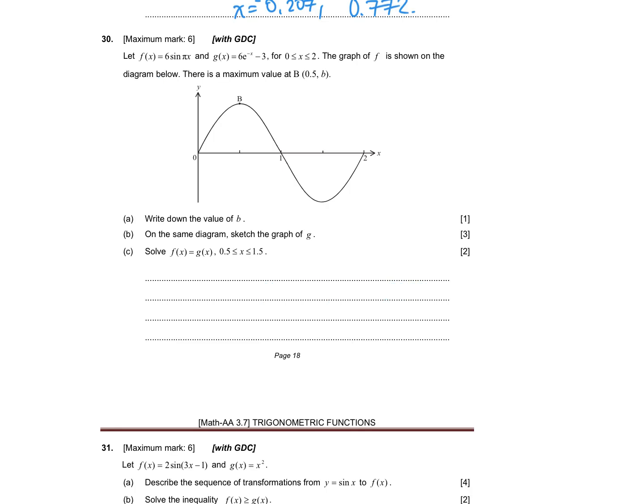30, we've got that and that. The graph is shown. There's a max at that. Write down the value of b. So this is the f function. We have, well, we can just do f at 0.5, which is 1/2, so 6 sine pi over 2. This is just 6.